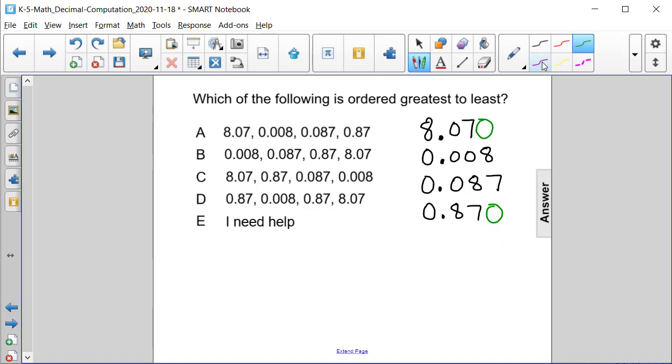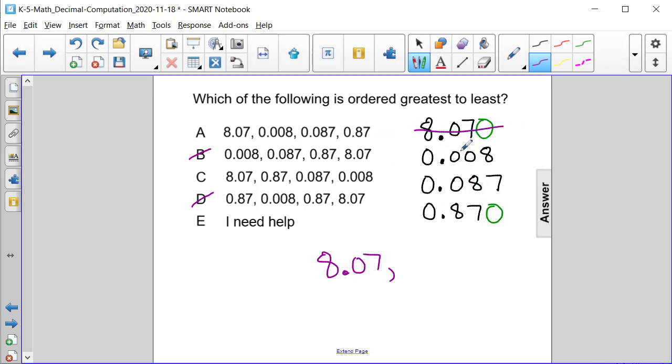Now let's compare the numbers column by column to determine what the order of the numbers will be from greatest to least. If I look at the ones column, I have an 8 and 3 zeros. 8 is bigger than 0, so 8 and 7/100 will be the greatest number. We can rule out answer choices B and D since they do not have 8 and 7/100 as the greatest number. Since we accounted for it, we can cross it out.